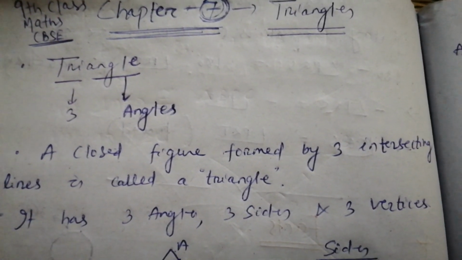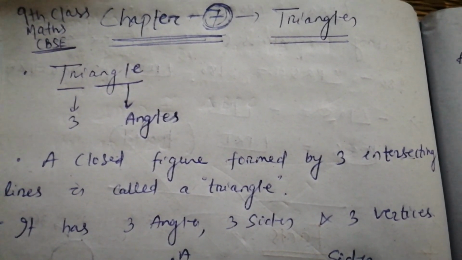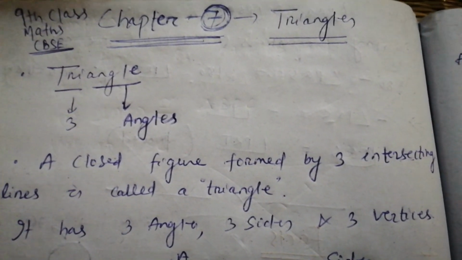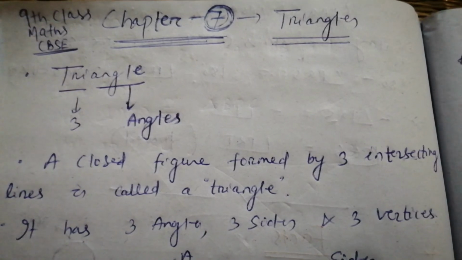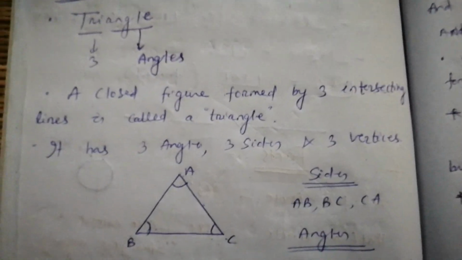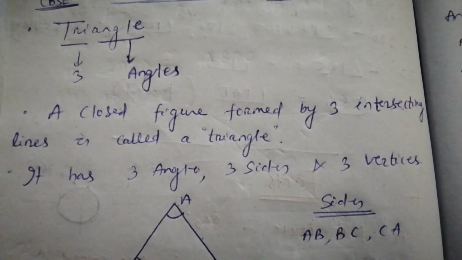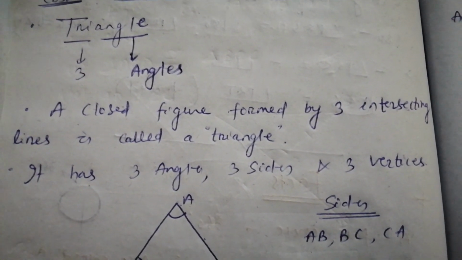Dear students, today I will explain chapter 7 of the 9th class maths CBSE board, and the title of chapter 7 is Triangles. Okay, let us proceed. So first of all we will try to find out what is the literal meaning of triangle.